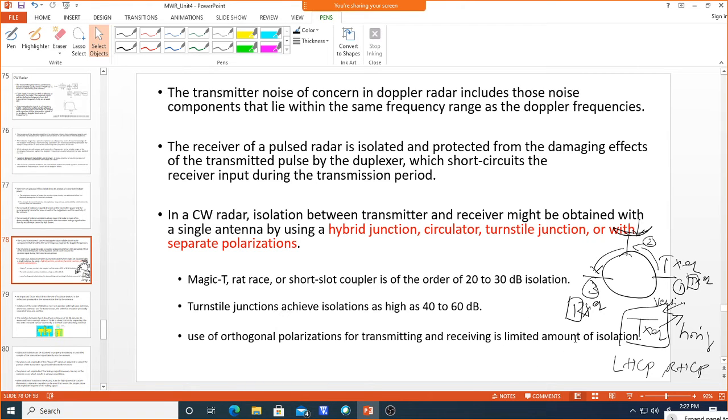And even if you use orthogonal polarization, some of the signal will leak, like the horizontally polarized signal which will leak into the received part. Even if you use orthogonal polarization, some portion of the signal will still be received. You can also use LHCP and RHCP. Since circular polarization is rotating in nature, at least a minimum of 50% we can receive, but the isolation will also be limited.